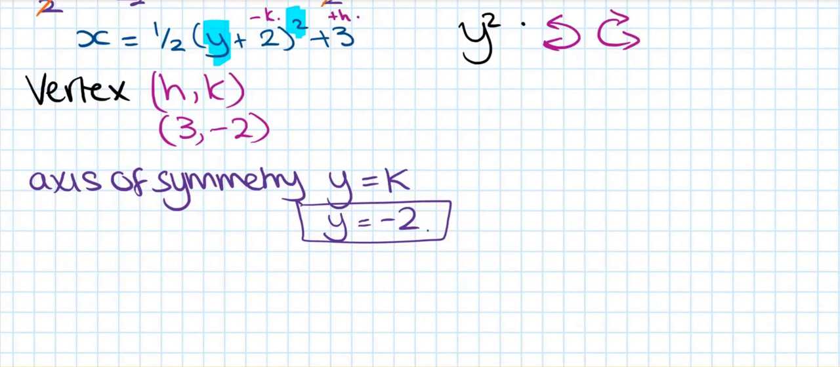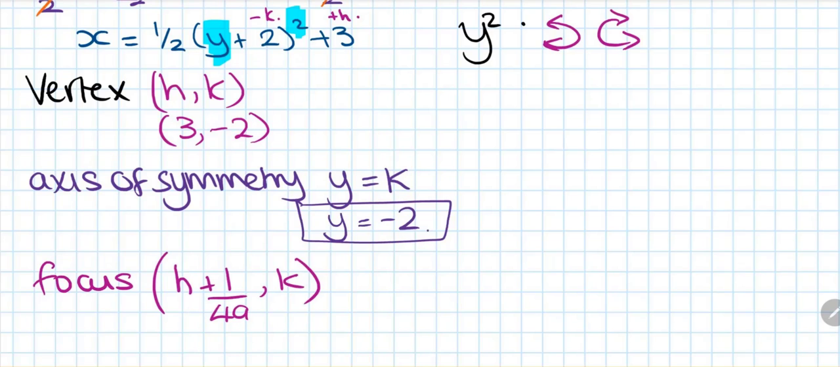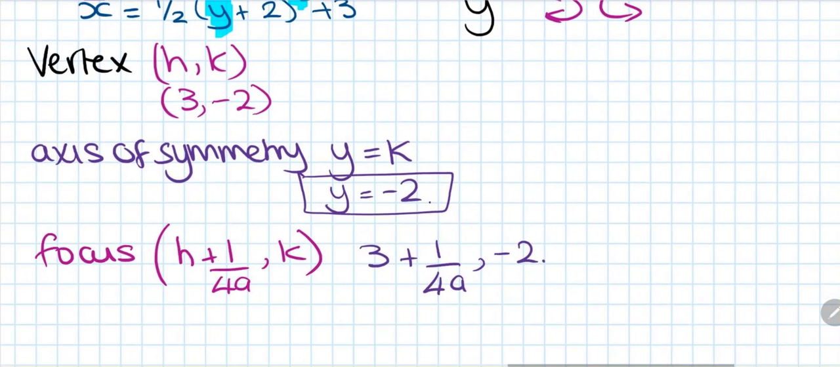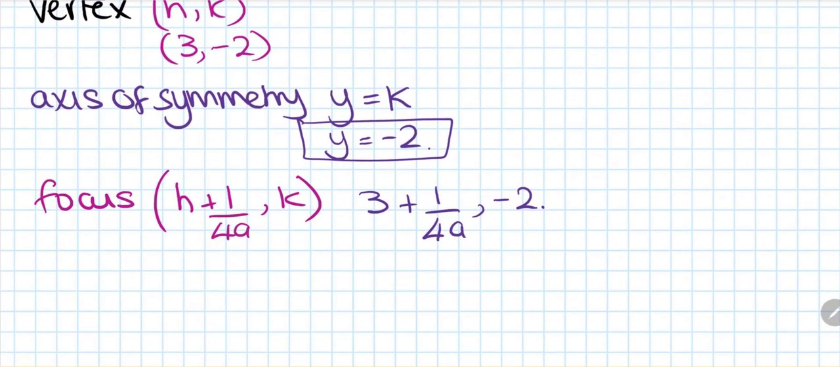So now we're going to look at the focus. To find the focus, we're going to use the formula h plus 1 over 4a comma k. This is going to give us the coordinates for the point of the focus. So substituting, the h value is going to be 3 plus 1 over 4a, comma, and k is minus 2. So now we just need to work this out.